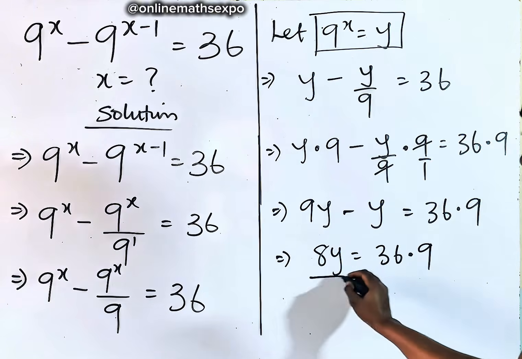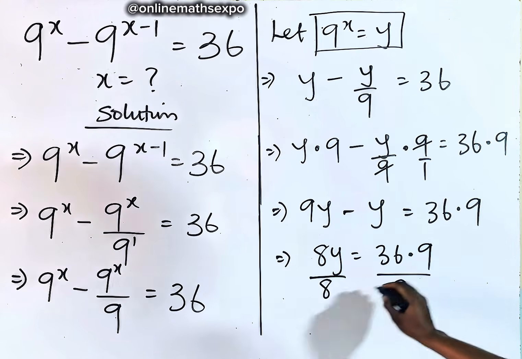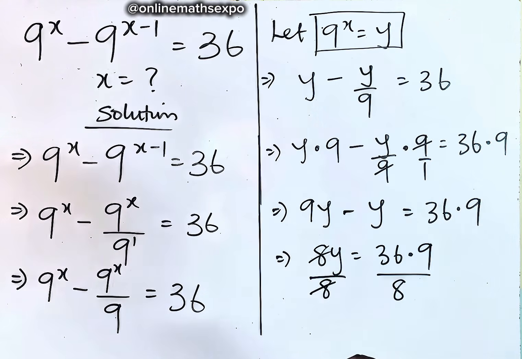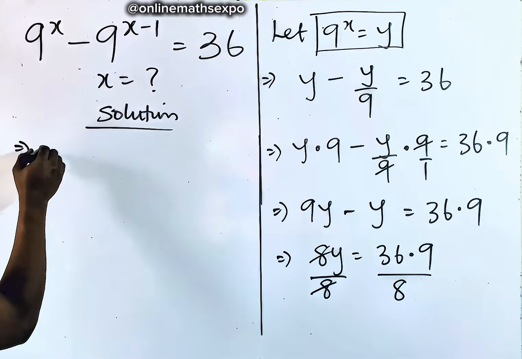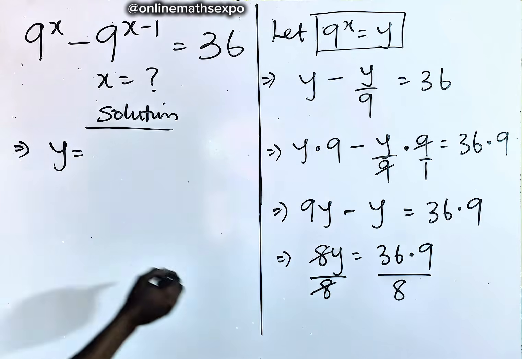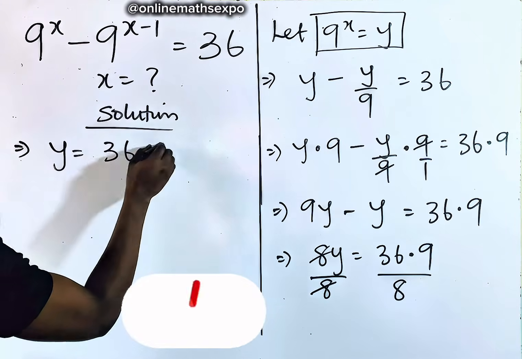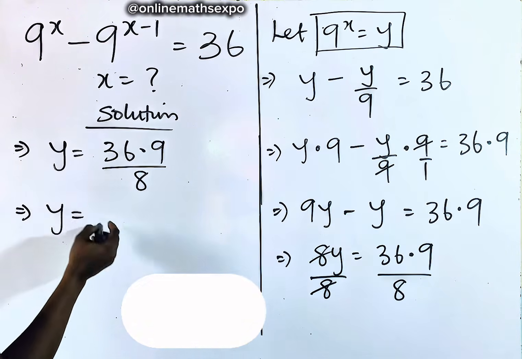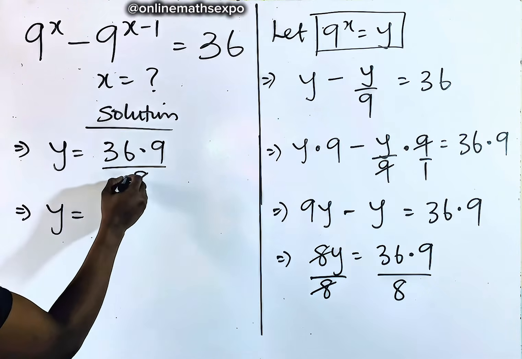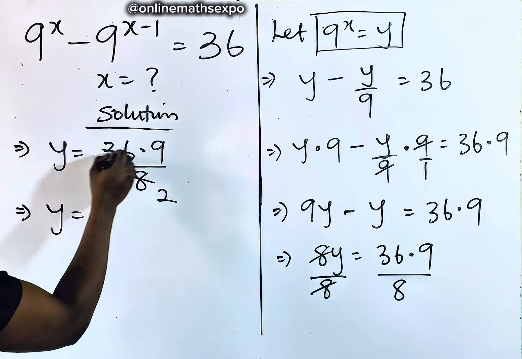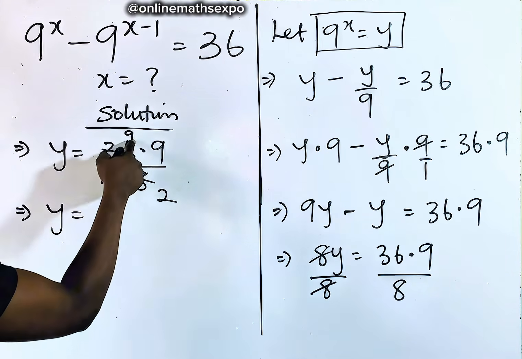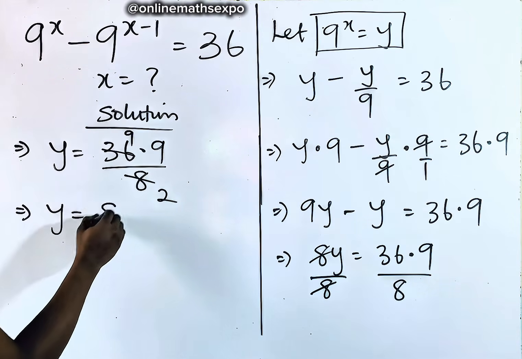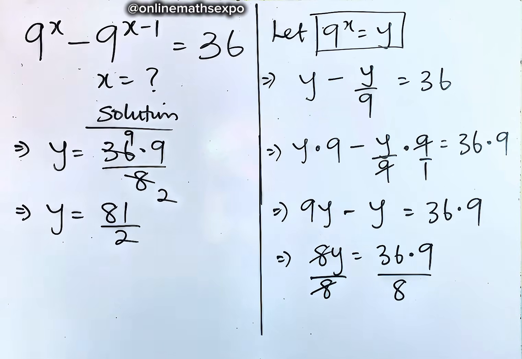What do you do next? Divide both sides by 8. And if you do that, this takes off. So let's take it to the other part. So from here, we now have y is equal to 36 multiplied by 9 divided by 8. So we have y is, we can divide this. 4 here will give us 2. 4 here will give us 9. So we have 9 times 9 gives us 81 divided by 2.